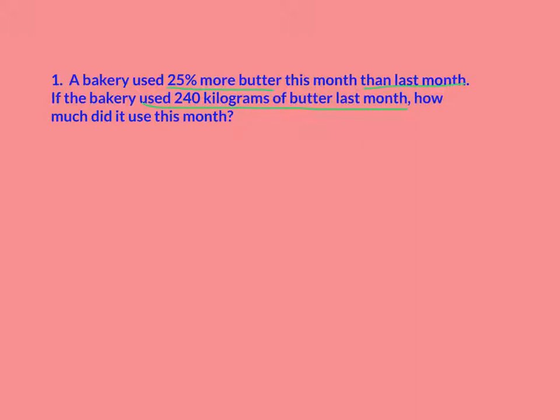Okay, so if we look at this, we know that if we start with 100%, and we know that 100 is the original, so that would be last month. The 100 is last month. And they're using 25% more, so that's plus 25 because it's more. And I'm adding those together and I get 125%, and that's this month.